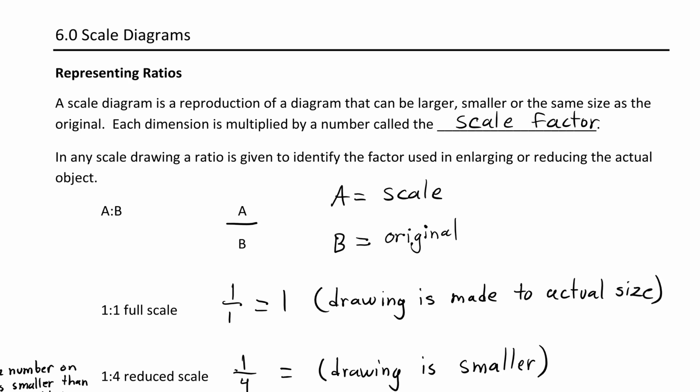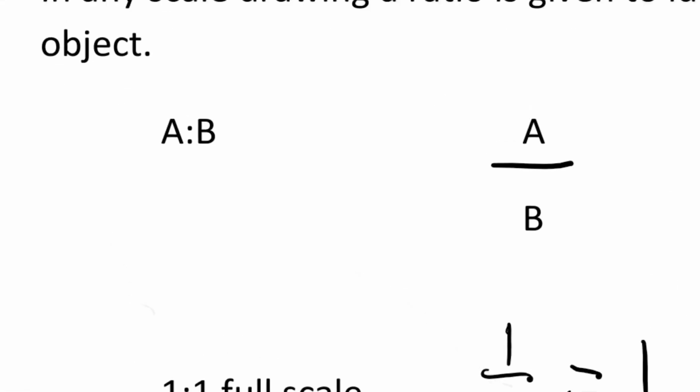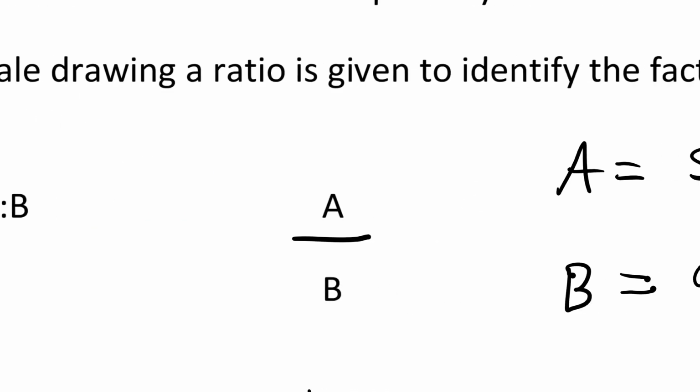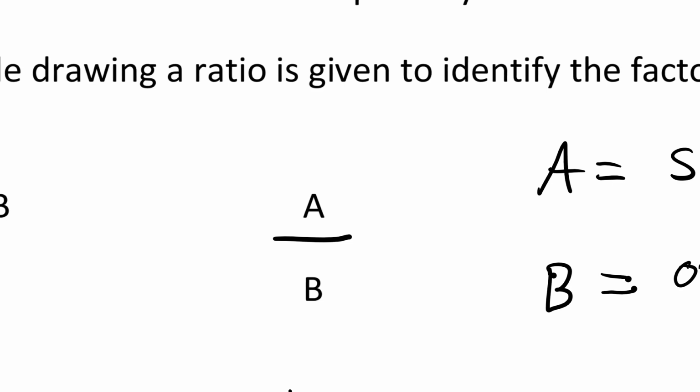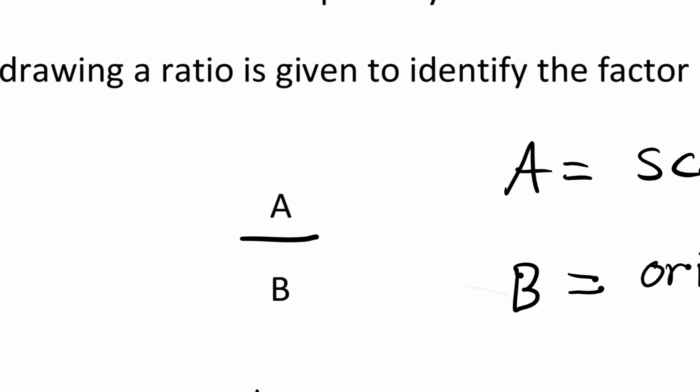In any scale diagram, a ratio is given to identify the factor used to enlarge or reduce the actual object. Now, it can be written as this setup right here, so your first part colon and then your second part, or it can be written as a fraction. So either one is correct when you're looking at writing a ratio for this scale factor.